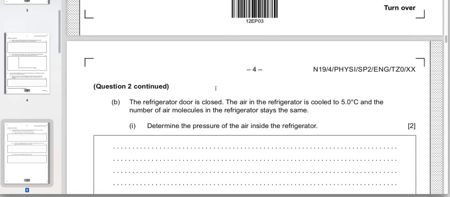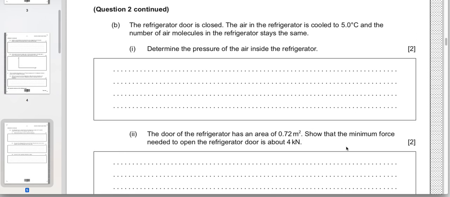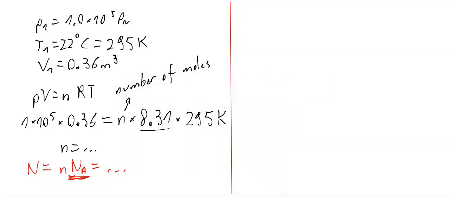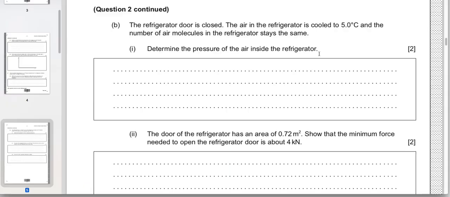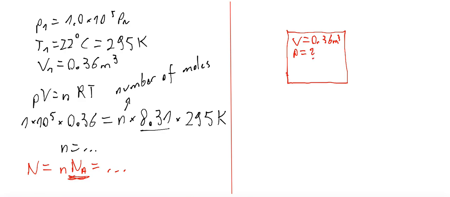Okay, the refrigerator door is closed. The air in the refrigerator is cooled to 5 degrees Celsius, and the number of air molecules stays the same. Determine the pressure of the air inside the refrigerator. So let's look. We have something like that. This is a refrigerator which has a certain volume, 0.36 meters cubed, and a pressure, which is the pressure of the air inside, which is unknown. Let's name it P2.